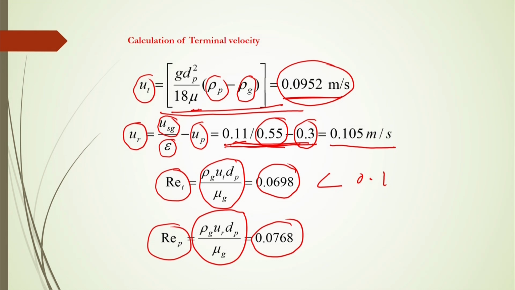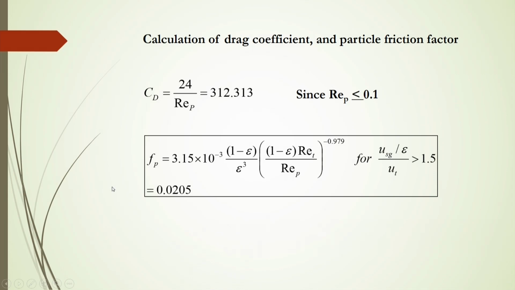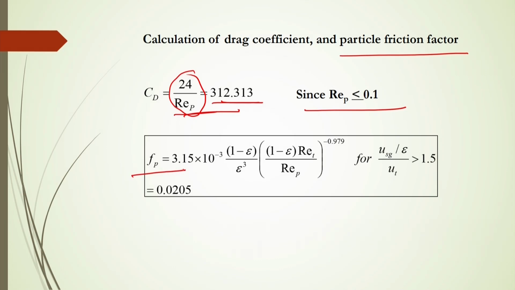Once you know the terminal velocity, relative velocity, terminal Reynolds number and the particle Reynolds number, then you substitute here to find the CD value. CD is nothing but 24 by REP, because it is a Stokes region. Of course, this will be equal to 24 by REP. This is nothing but 312.313. So, this is your drag coefficient. And what will be the particle friction factor? This particle friction factor Fp will be equal to what? This is 3.15 into 10 to the power.